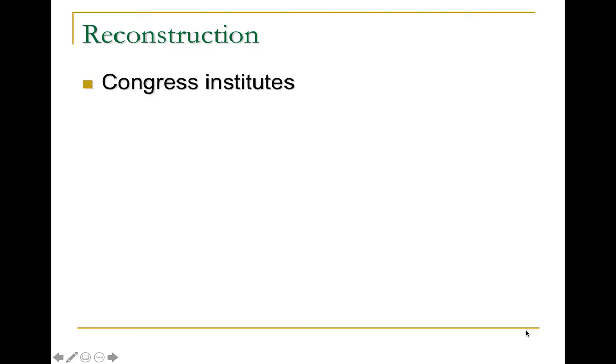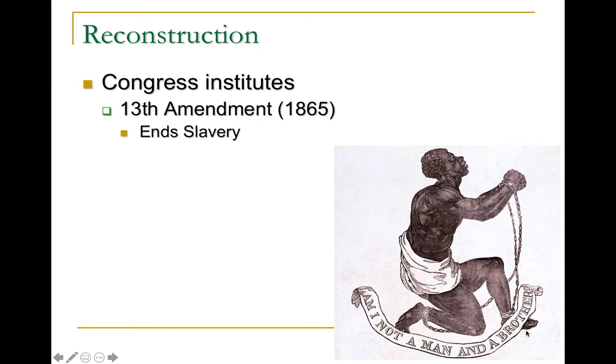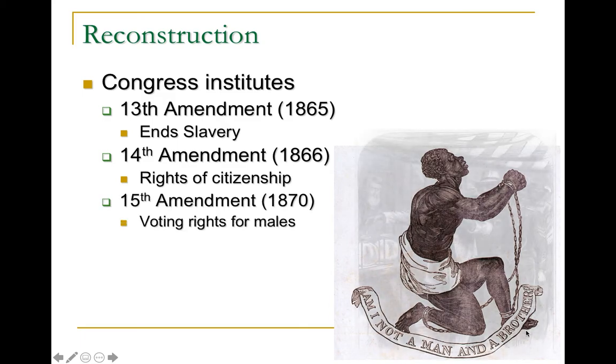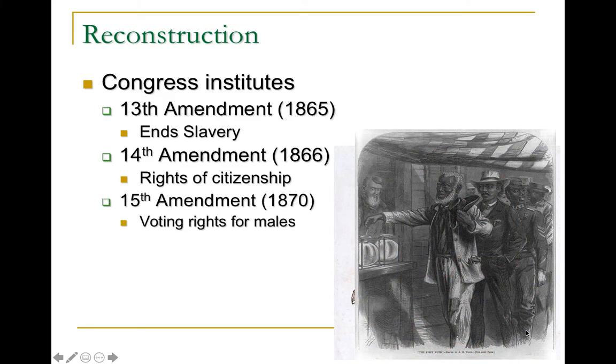Really interesting. Congress institutes the 13th Amendment, which ends slavery. The 14th Amendment, which gives the right of citizenship to all. And then the 15th Amendment, which provides voting rights for males. Women will not get the voting rights until the 19th Amendment in 1920.